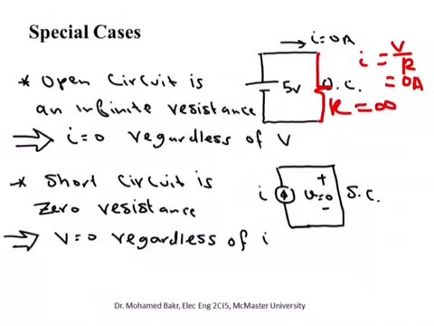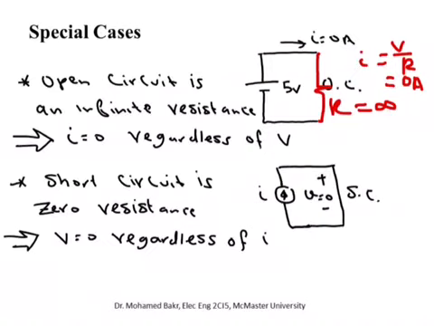The second special case that we're also going to see very often is the short circuit case. So you have a source and then you short it. You short it means you introduce a zero resistance. This is what this means. Short circuit means you introduce a zero resistance, you introduce a very good conductor. It offers zero resistance, ideal zero resistance. In reality, there will be some little resistance.